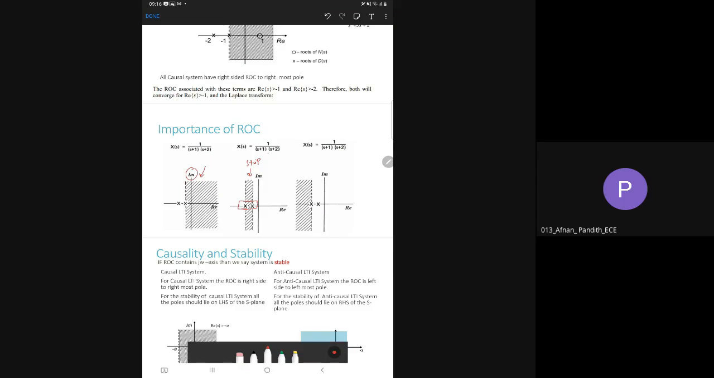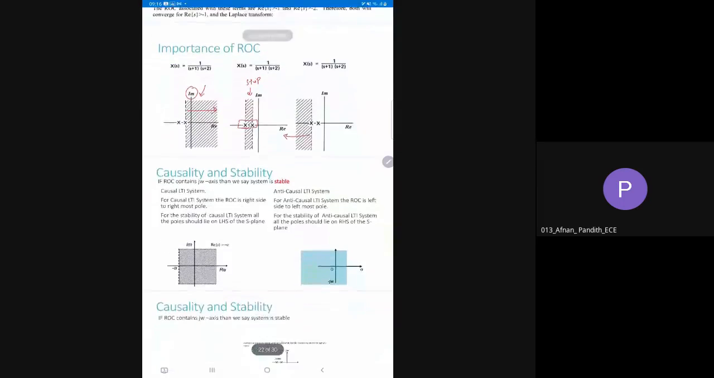ऐसा भी हो सकता है कभी कभार. Region of convergence, sometimes it can be to the left of the leftmost pole. So this is right of the rightmost pole, and this is left of the leftmost pole. And sometimes this region of convergence can be between two poles, then it is a strip. That is also possible. आपको ऐसे भी examples मिलेंगी जिसमें ऐसा होता है.